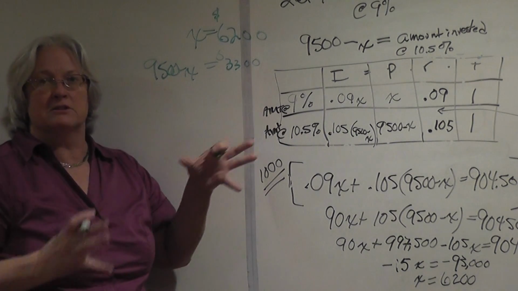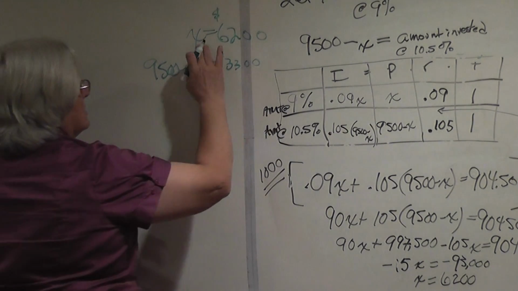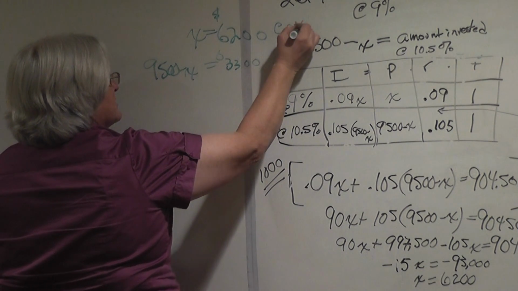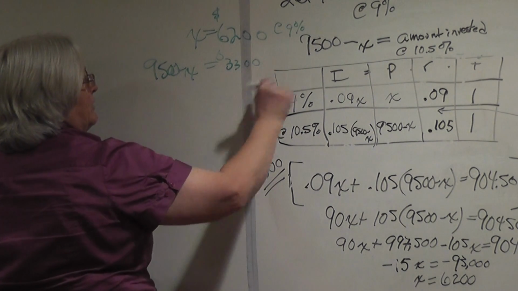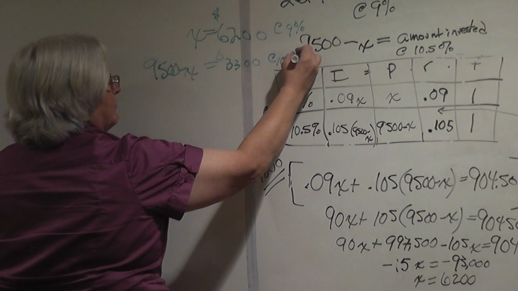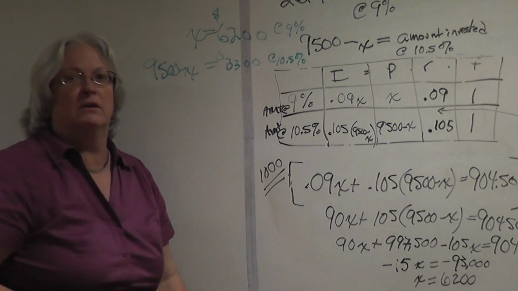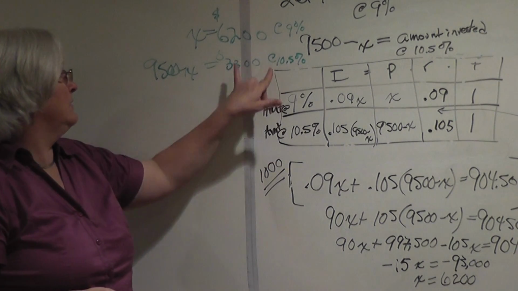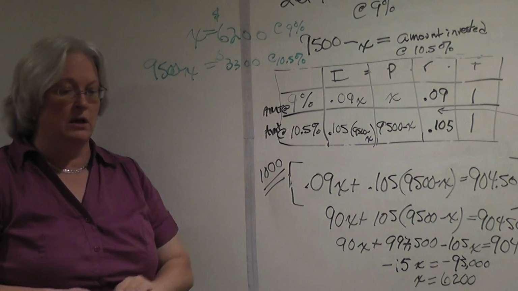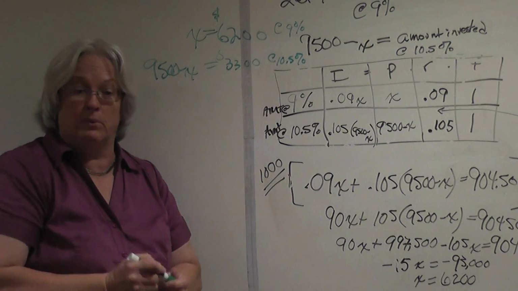And this is the amount that's invested at each percentage. 6,200 at 9%, 3,300 at 10.5%. Now, if we actually calculate these, we should end up with $904.50. So let's see what we get.